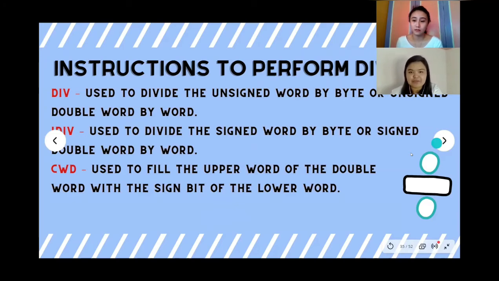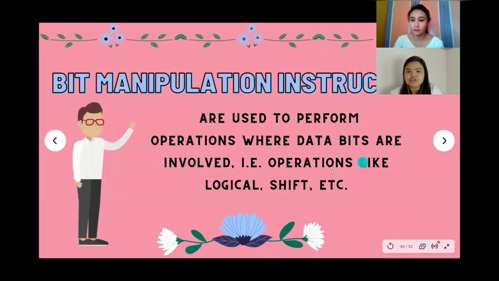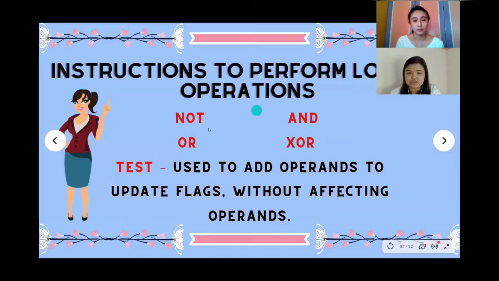Next is bit manipulation instructions. These are used to perform operations where data bits are involved. Operations like logical shift and others. So instructions to perform logical operations. I have here NOT, OR, AND, XOR, and then TEST, used to AND operands to update flags without affecting the operands. We are familiar with these logical operations because we discussed them last year.